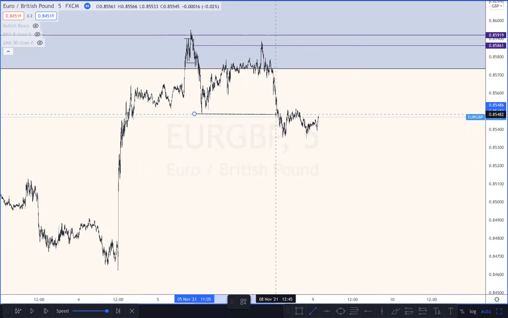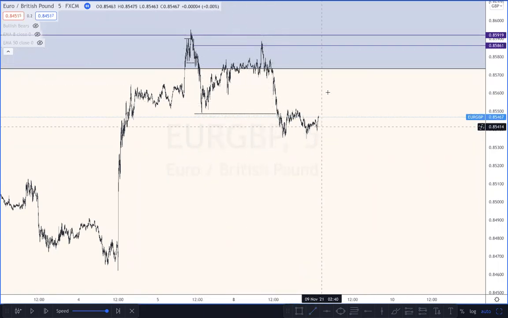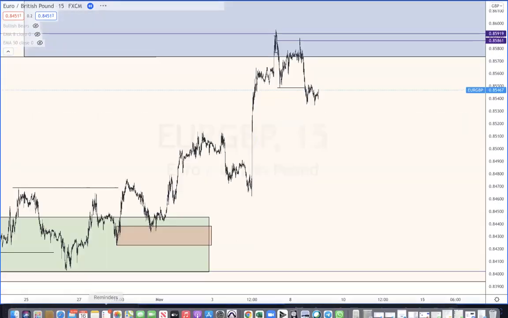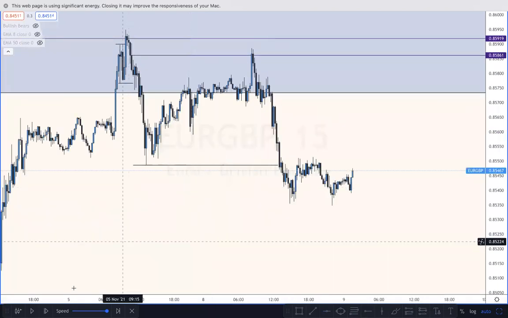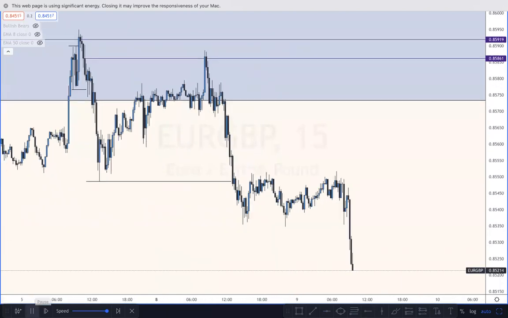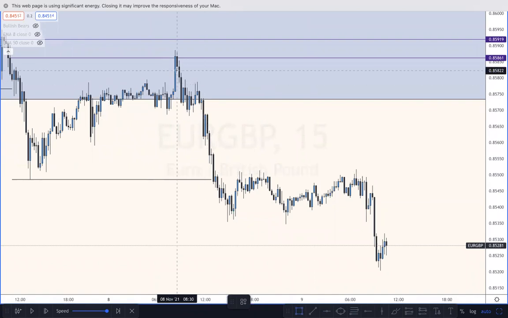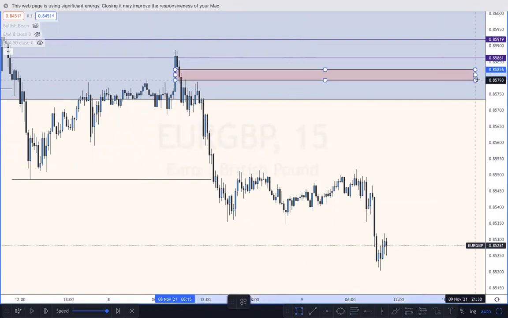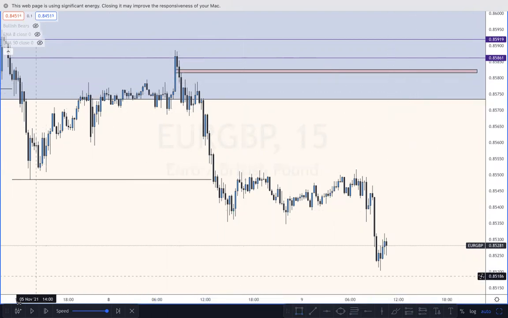Before that, is this a break of structure? Yes. Now I expect price to stay within this leg. Let's see. Go on 15. I want it a bit faster. What do we have here? Fair value gap. Right here. Imbalance, whatever you want to call it.